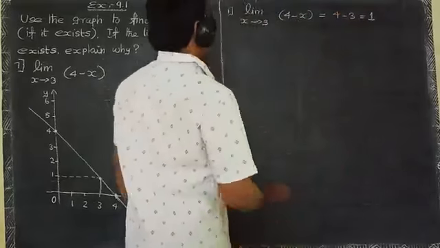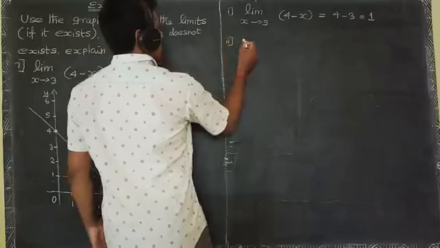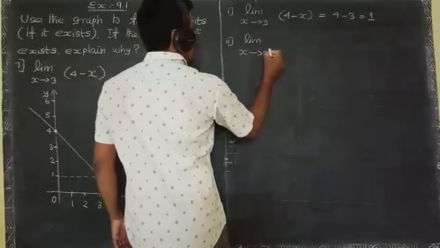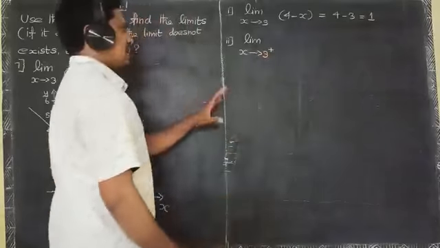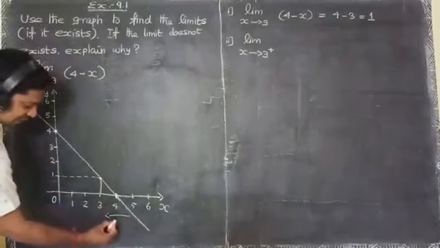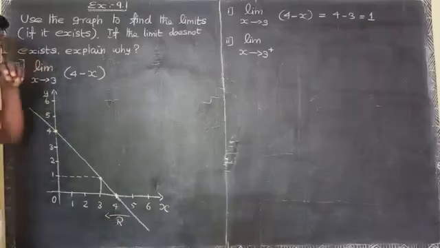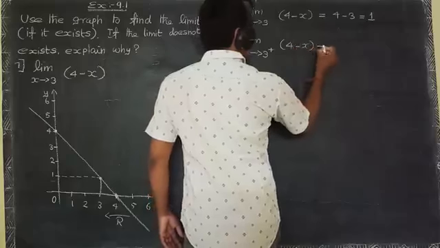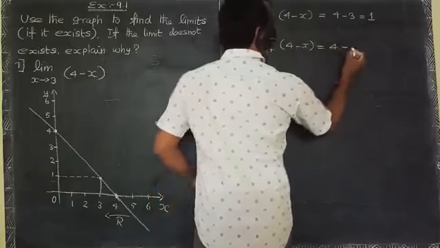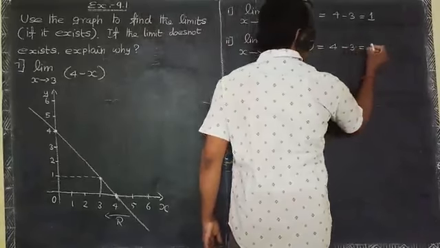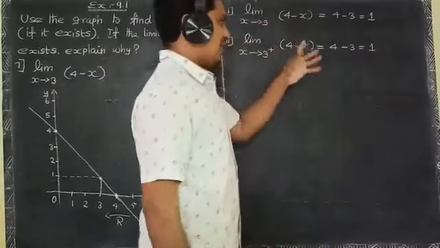Then the second one, limit x approaches 3 plus. 3 plus means x approaches 3 from the right side, that is 4 minus x here. Then the function 4 minus x, substitute 3, 4 minus 3, which is equal to 1, if it exists.